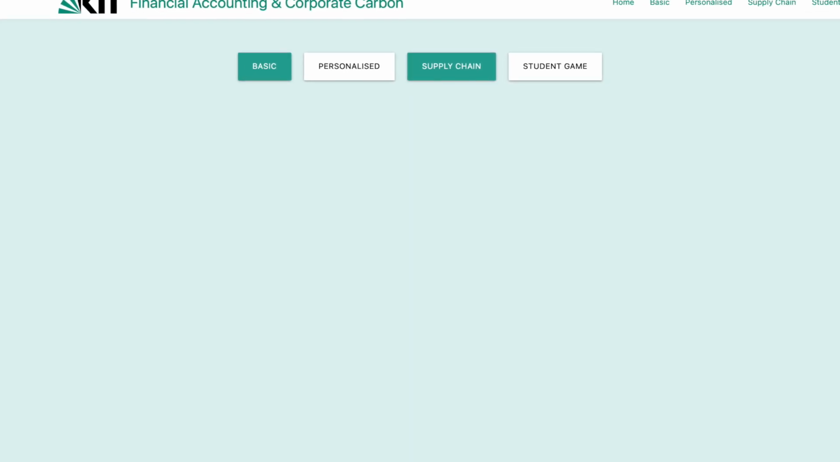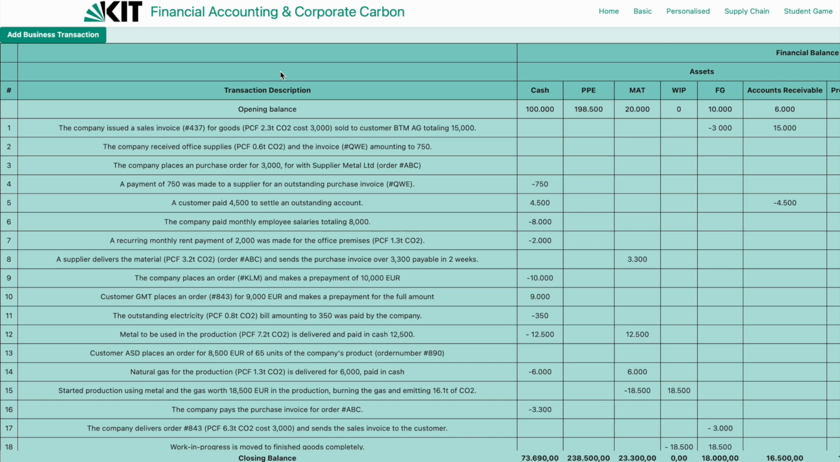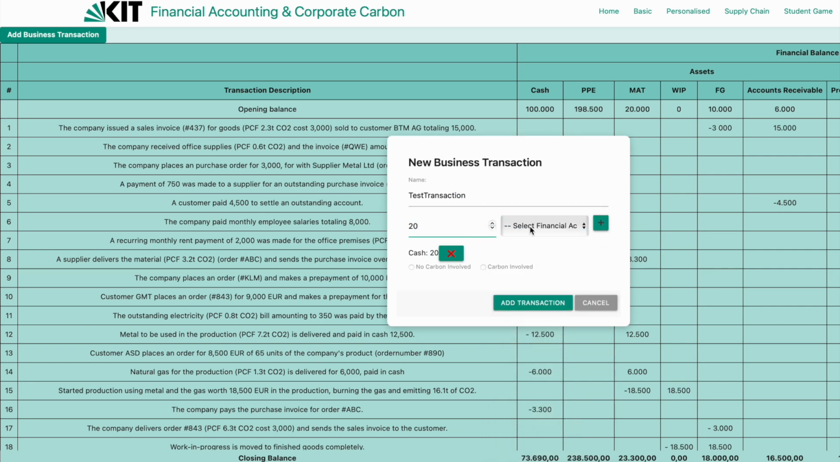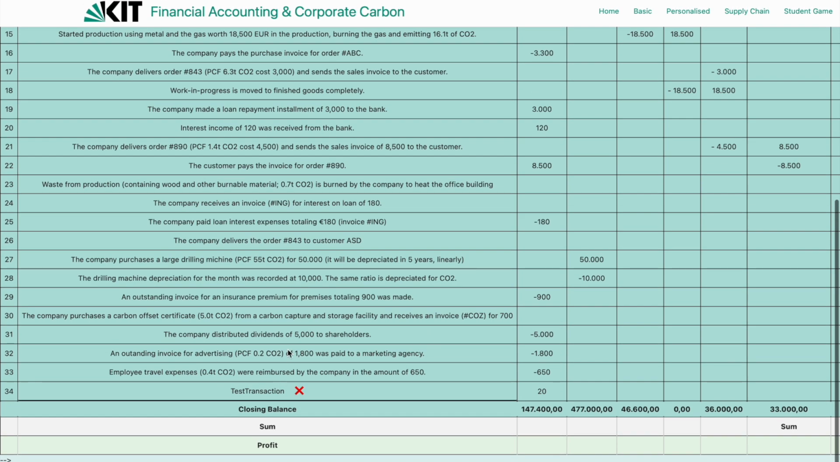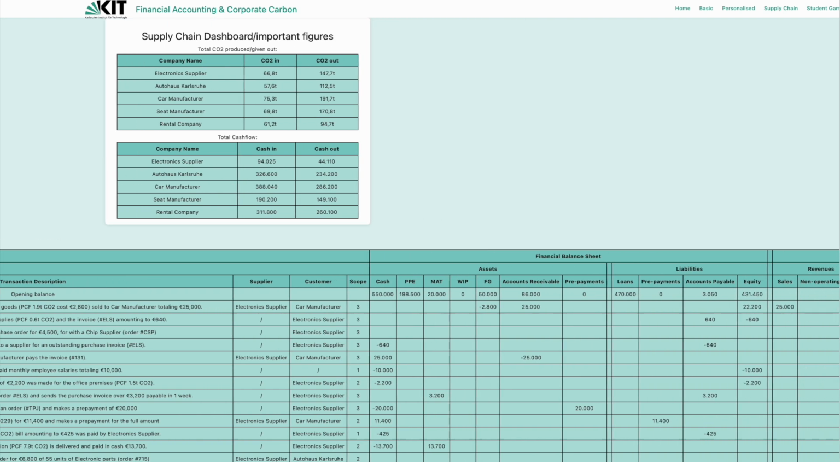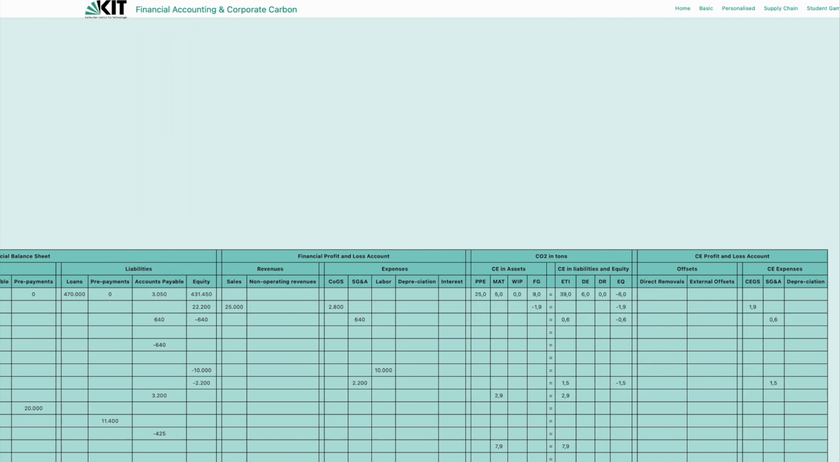The platform provides 4 distinct modules. First, the basic module introduces users to fundamental financial and carbon accounting practices. It presents pre-filled balance sheets where students can individually add their transactions to understand the basic mechanics of accounting clearly and practically.